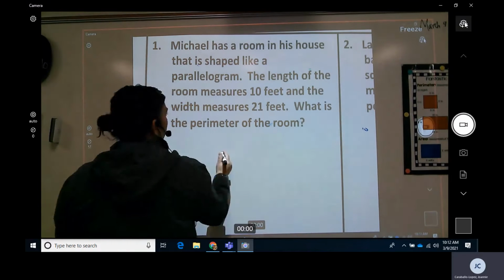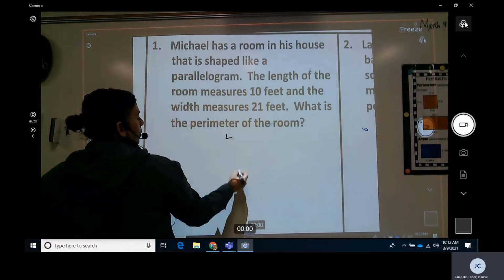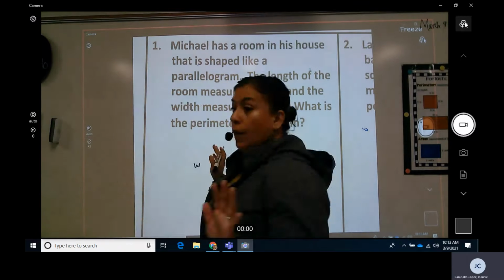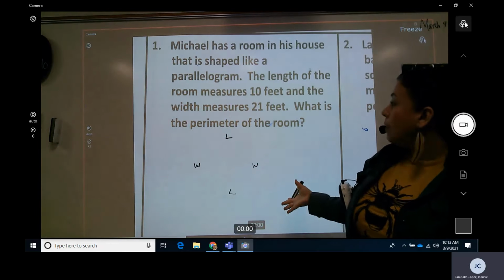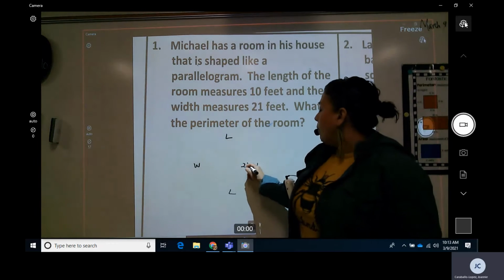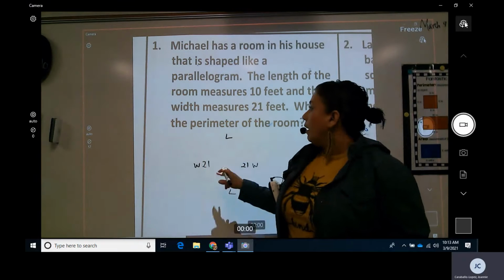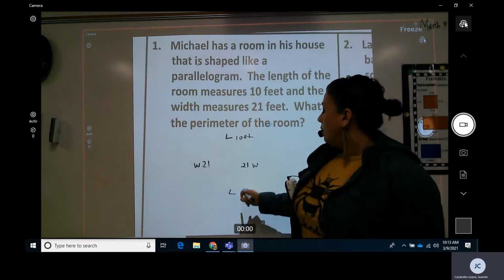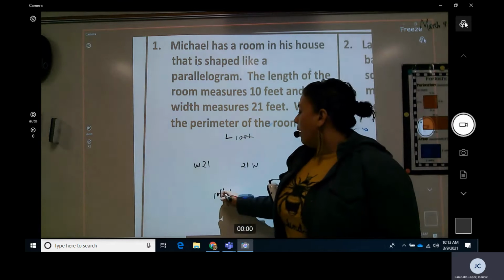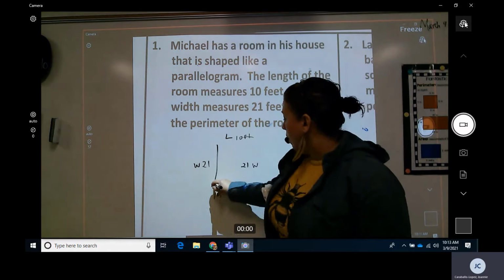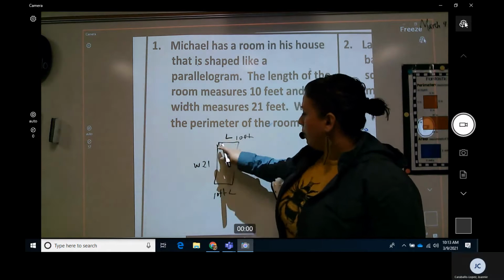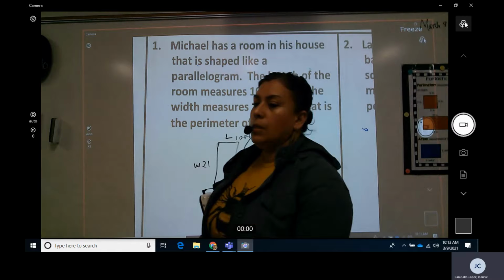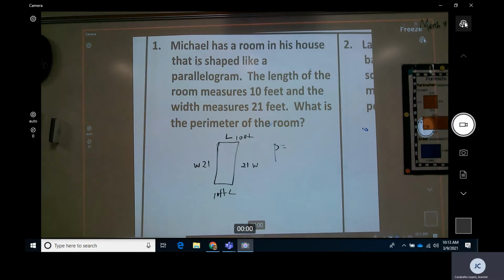I'm going to help you with this first one, okay? Since my length is always going to be on top and bottom and my width on the sides, I'm going to prepare this so that I already know what my drawing is going to look like. So this side is going to be 21 feet, 21 feet, and my length is 10 feet and 10 feet. So my sides are going to be longer than my top and my bottom. Now you need to solve for the perimeter. Go ahead and do it. You need to be drawing the same thing in your notebook.